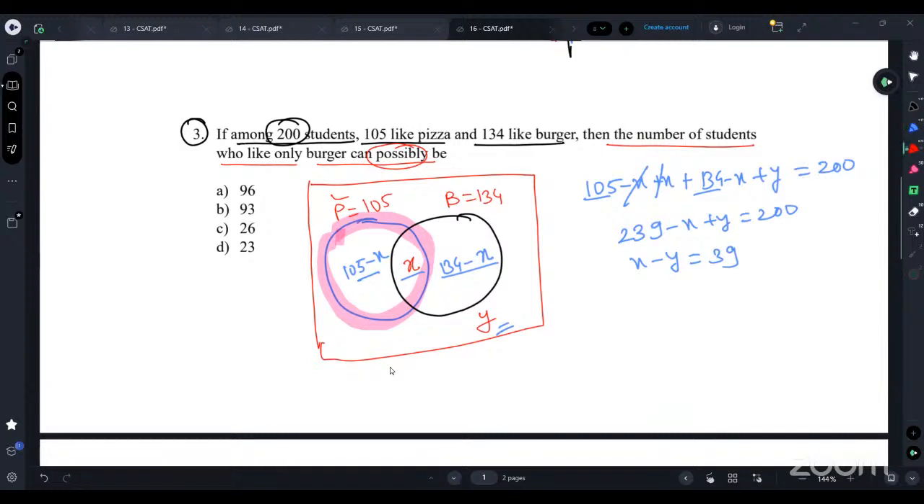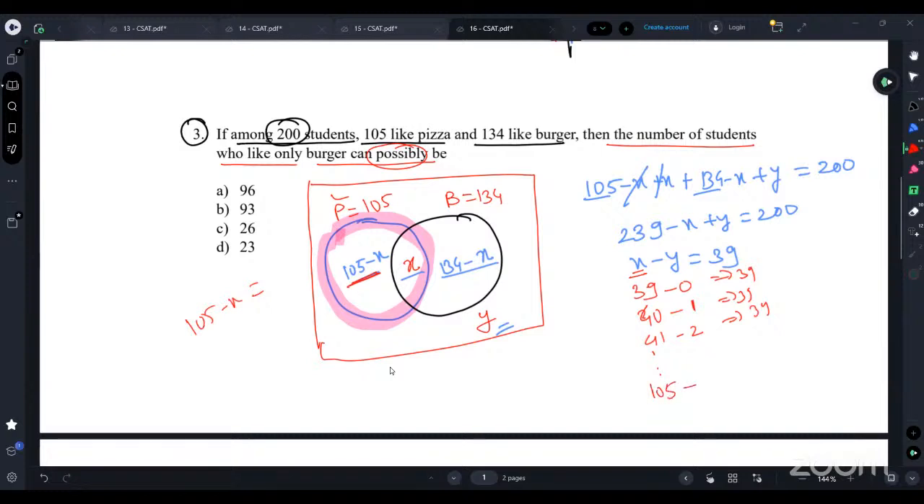Now, what are the possible values for X and Y, guys? X can be 39, Y can be 0. X can be 40 and Y can be 1. X can be 41 and Y can be 2. So in all cases, you will get a difference of 39. What can be the maximum value of X? The maximum value of X can be 105, because otherwise 105 minus X will be a negative number. So the maximum value of X can be 105, right?